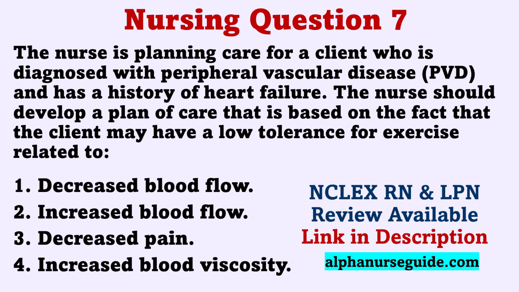The nurse is planning care for a client who is diagnosed with peripheral vascular disease and has a history of heart failure. The nurse should develop a plan of care that is based on the fact that the client may have a low tolerance for exercise related to: 1. Decreased blood flow. 2. Increased blood flow. 3. Decreased pain. 4. Increased blood viscosity. The correct answer is 1.